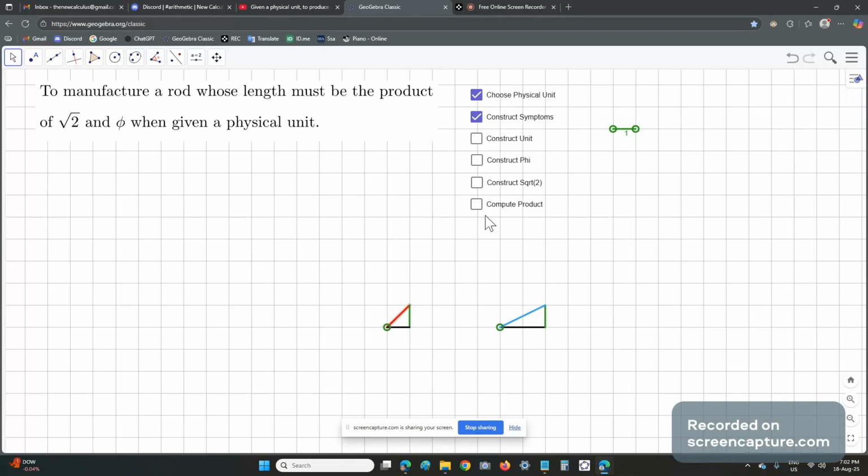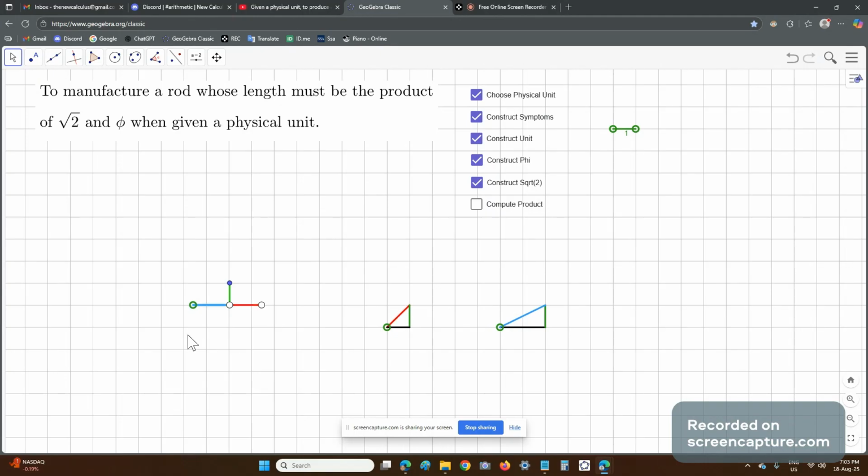This is the unit that I'm going to use. I'm going to use geometric measure. To construct phi, all I've done is take this length, add this black length, and divide by 2. That gives me that blue line. To construct square root 2, I just take that line there and put it right over there. See that? So square root 2 is this line, and this line here is phi.